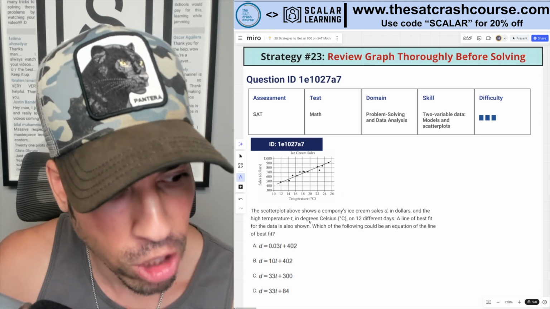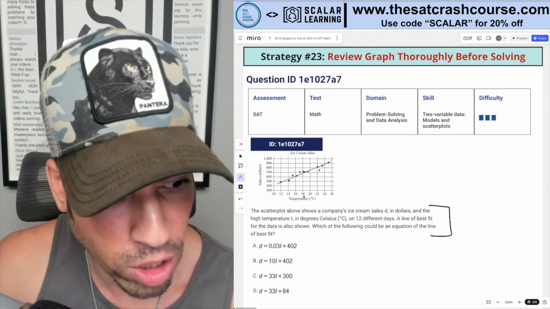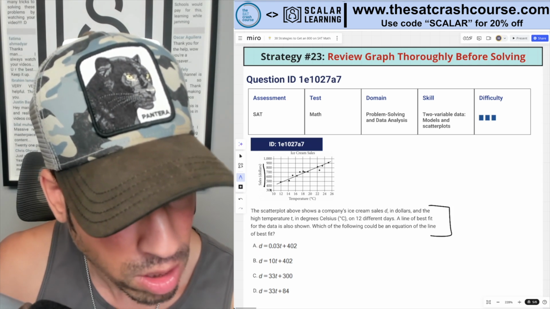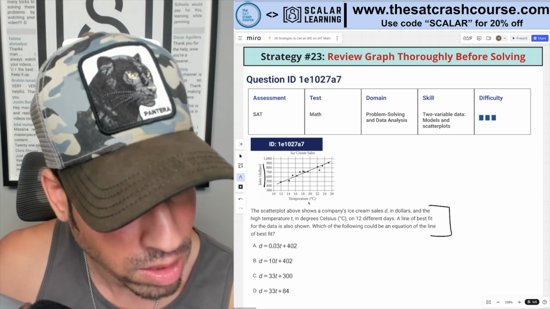Strategy 23, review the graph thoroughly before solving. So don't just jump in. A lot of times people just go, oh, I'm going to go straight to the question. No, really understand this. This is saying, oh, this is sales. So that's sales of 300, 400, etc. And this is temperature in C.